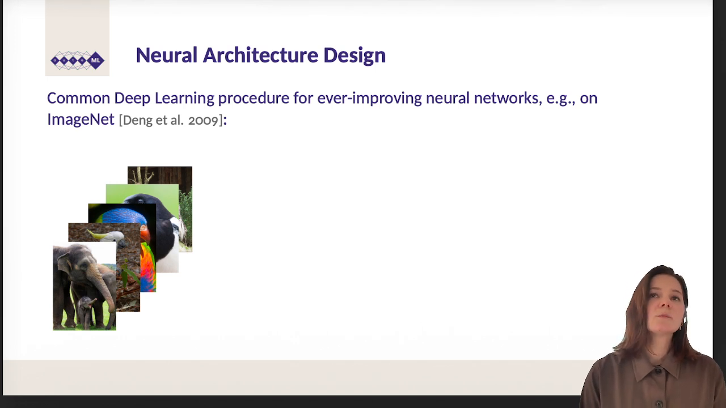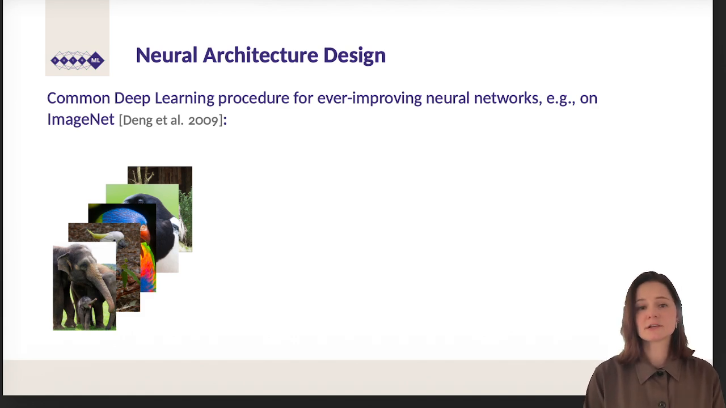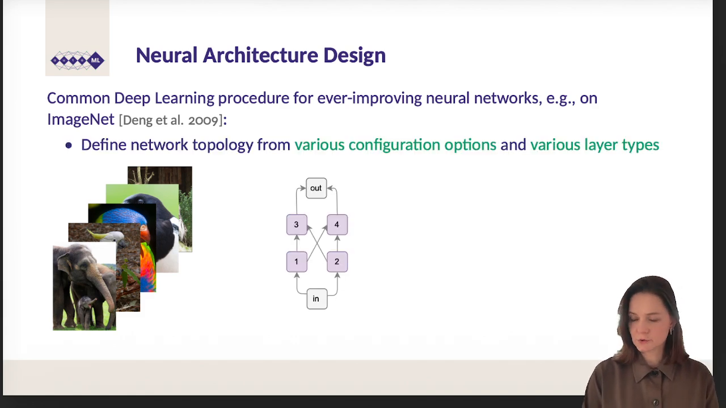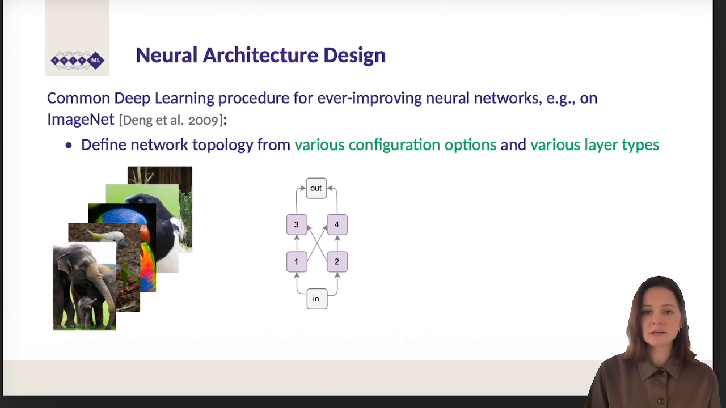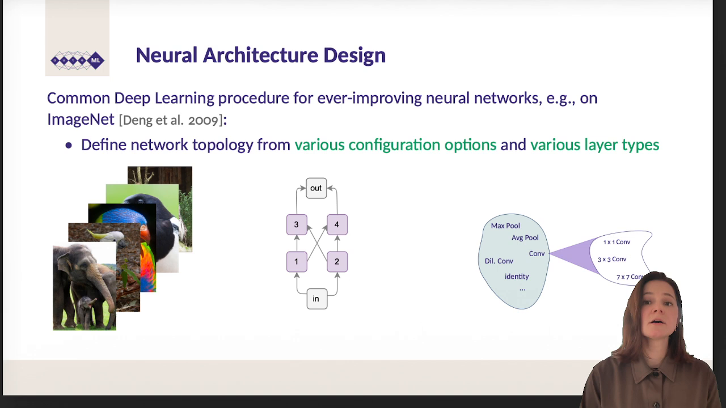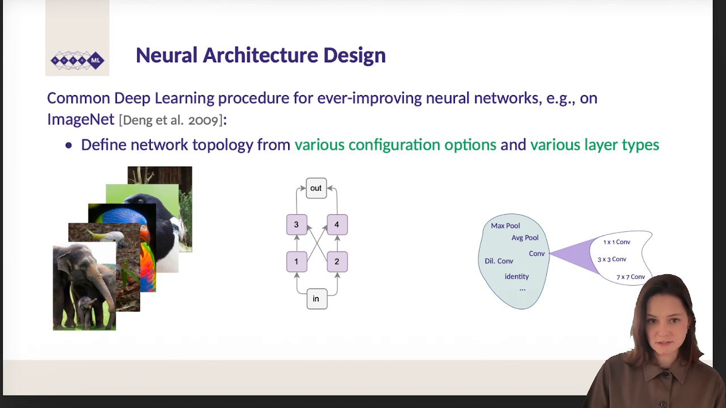So, what we all normally do in deep learning in order to actually find a high-performing neural network on a downstream task of interest, here for example on ImageNet for image classification, is to define a network topology. So, how deep is my network? How wide is my network? What kind of layers and how do I want to connect these layers with each other from various configuration options available? And of course, I need to decide what kind of layer types do I want to actually use, ranging from a vast amount of convolution layers to pooling to nonlinearities.